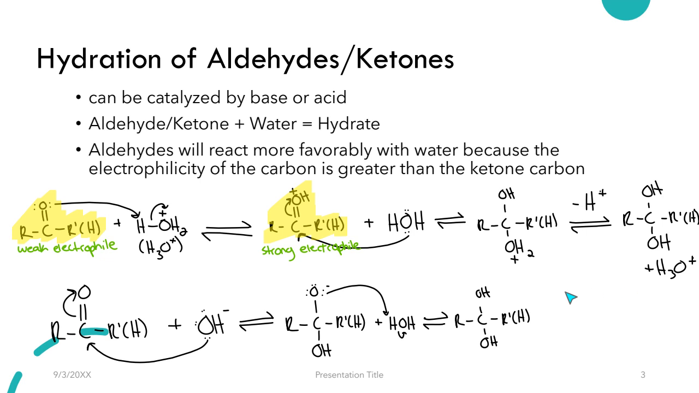So we can also catalyze this with a base. Again, this carbon is weakly electrophilic, but in this case, because we have hydroxide, this is a strong nucleophile. So I don't have to do anything to make this react, because this is weak, but this is strong. A lone pair of electrons from oxygen will attack the carbon, which again breaks that double bond, and you end up with this. Then this oxygen anion will just take a hydrogen from water in the solvent, and then you end up again with the hydrate.